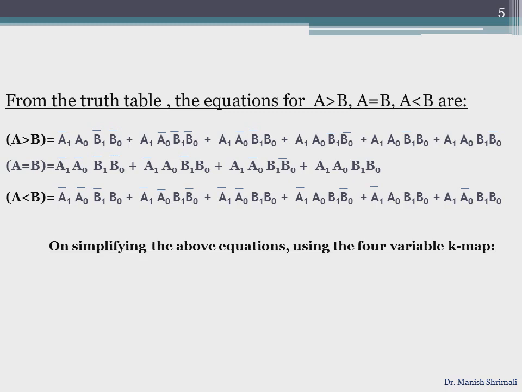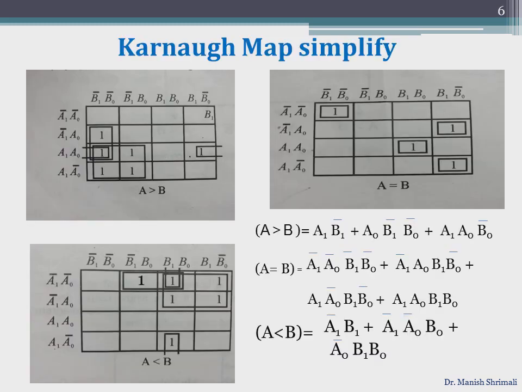So we have simplified these equations, and this is how we have obtained the three equations for the outputs A greater than B, A is equal to B, and A less than B, after having simplified by using the Karnaugh map. Let me tell you that the Karnaugh map is far better and easier when it comes to simplifying the Boolean expressions.